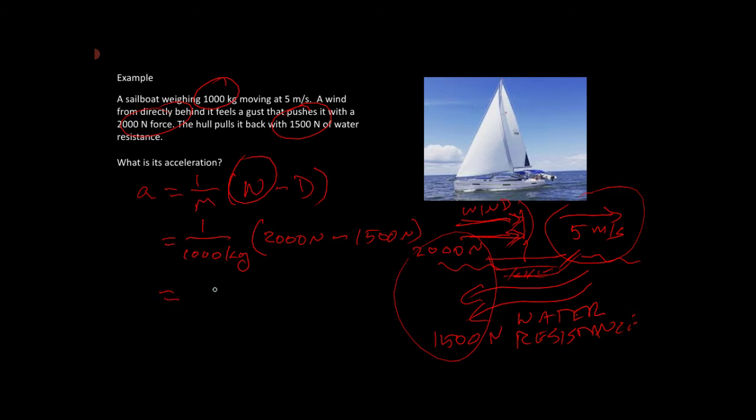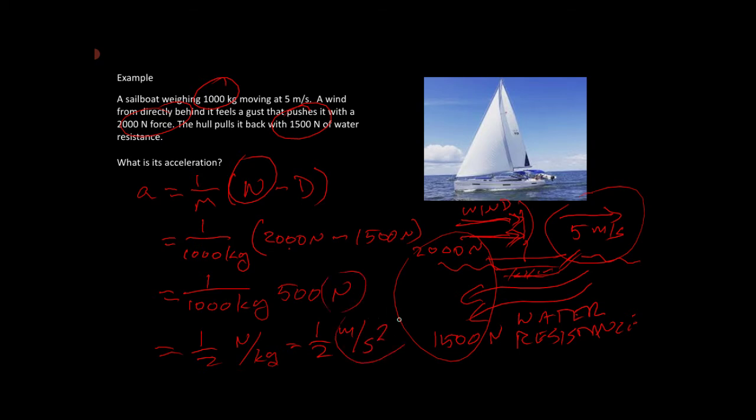Okay, so that means we end up with 1 over 1,000 kilograms times 2,000 minus 1,500, which is 500 newtons, which is equal to 500 over 1,000 is 1/2 Newton per kilogram. A Newton is kilograms meters per second squared, which is 1/2 meters per second squared. So a Newton is what we're measuring this in. Meters per second squared is an acceleration, so we are good.